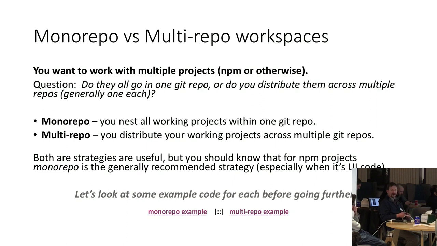With multi-repo, you distribute your work across multiple repos. Both strategies are really useful, but I think it's worth stating that for NPM projects, the monorepo is generally the recommended strategy by the community, especially when it's UI code.